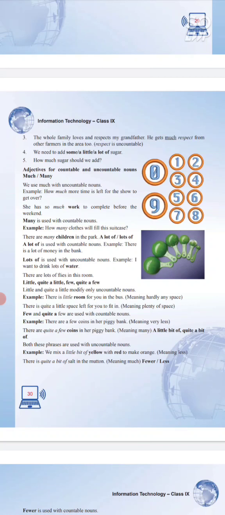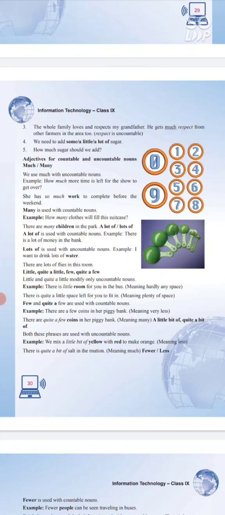Let's see an example of an uncountable noun using little. There is little room for you in the bus, meaning hardly any space. Here in the sentence, the words little room mean that there is hardly any extra space. So the amount of space is uncountable here, and little is used with room. There is quite a little space left for you to fit in, meaning plenty of space. Here quite a little space means plenty of space.